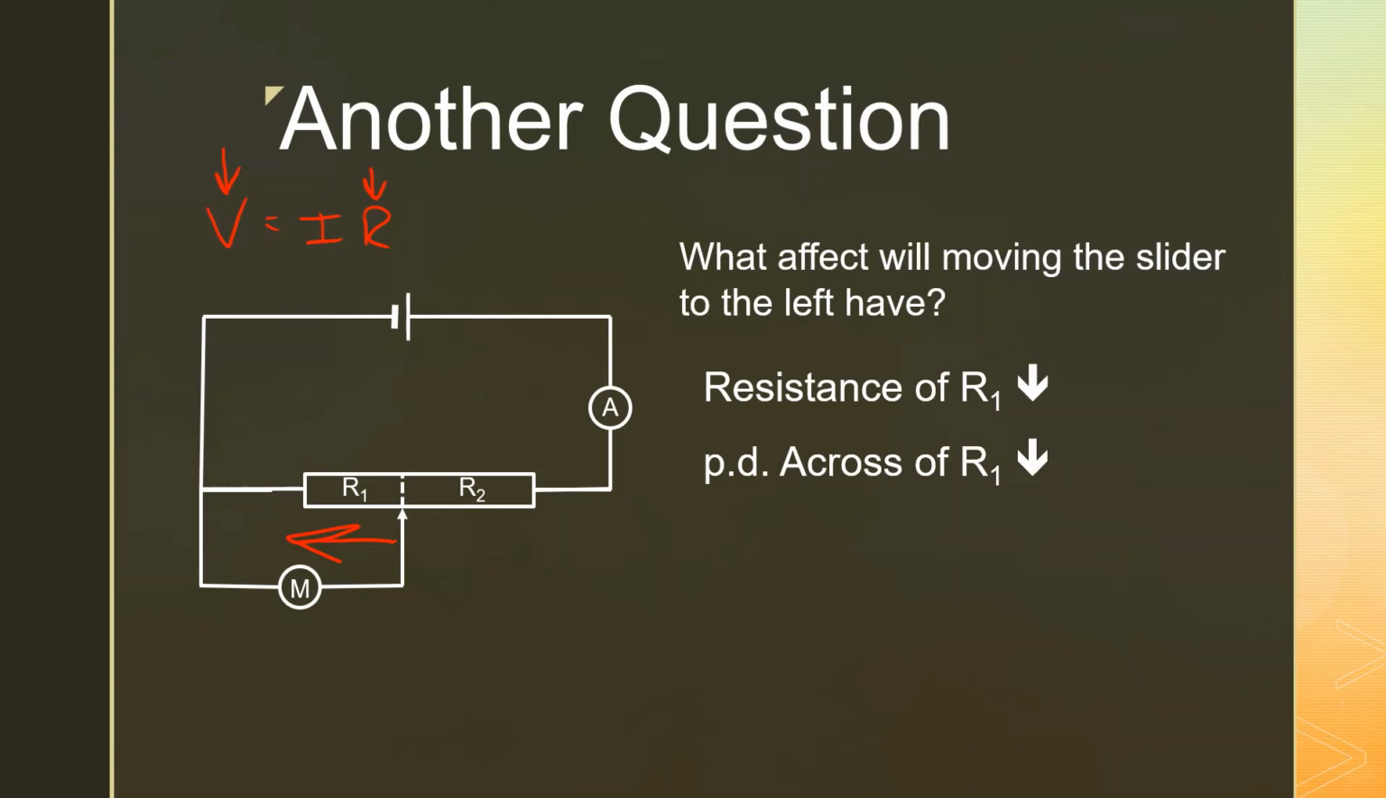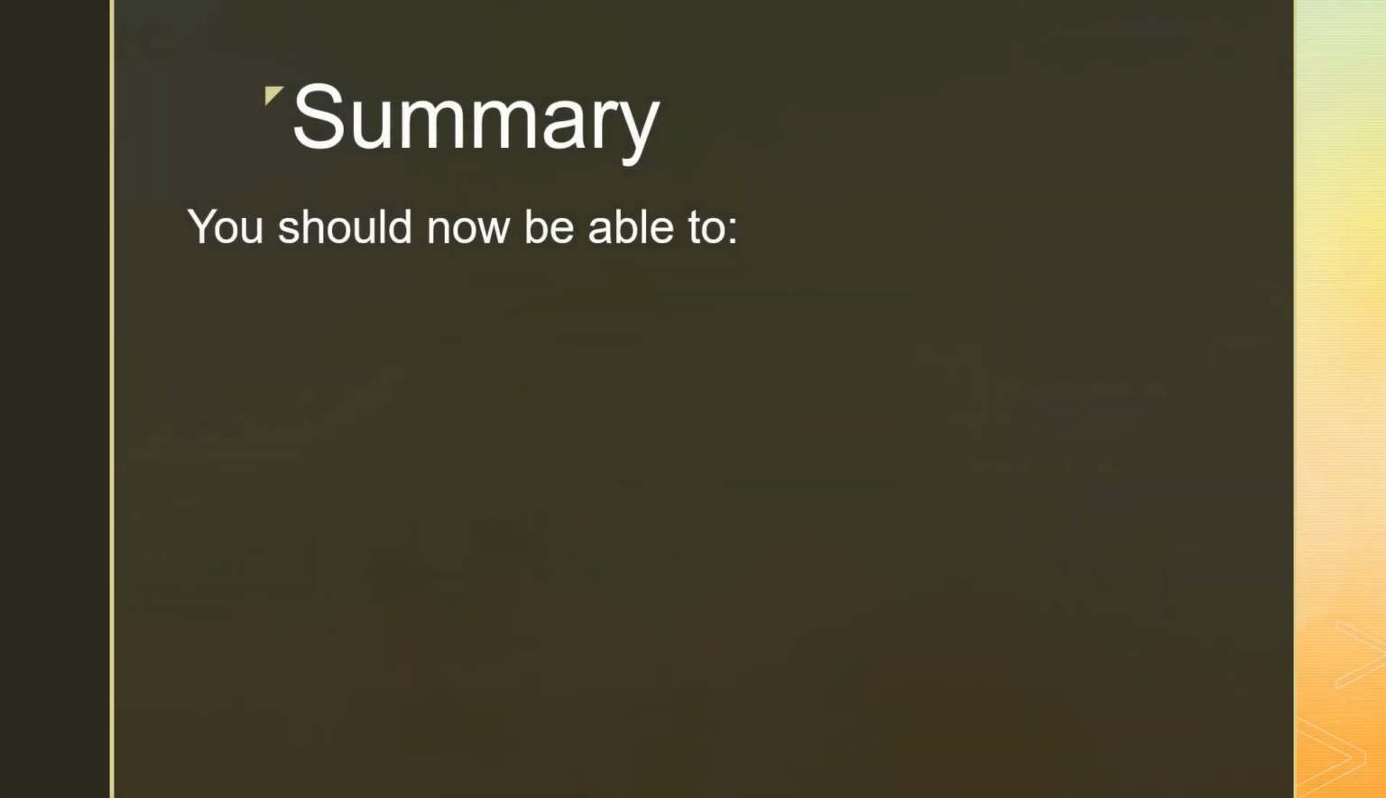Now, we've also got to remember that this resistor here is in parallel with this motor, and therefore the PD across them is always the same. So if the potential difference across R1 decreases, the potential difference across the motor decreases. So what we're actually going to be doing by moving this slider to the left is we're going to decrease the speed at which that motor is spinning. So a very useful tool to be able to actually control how fast something's operating.